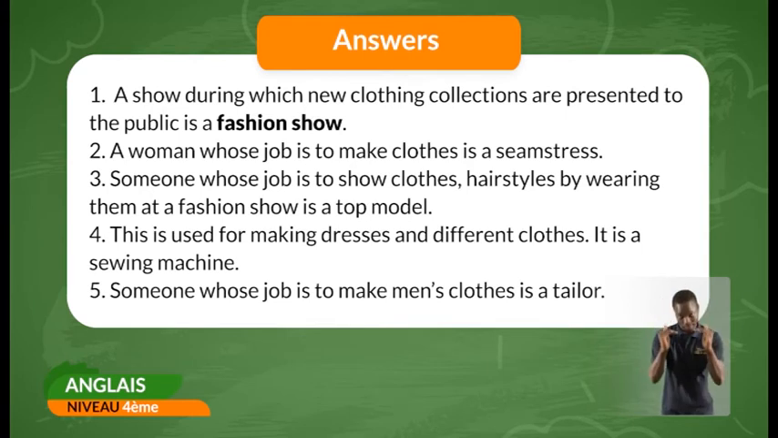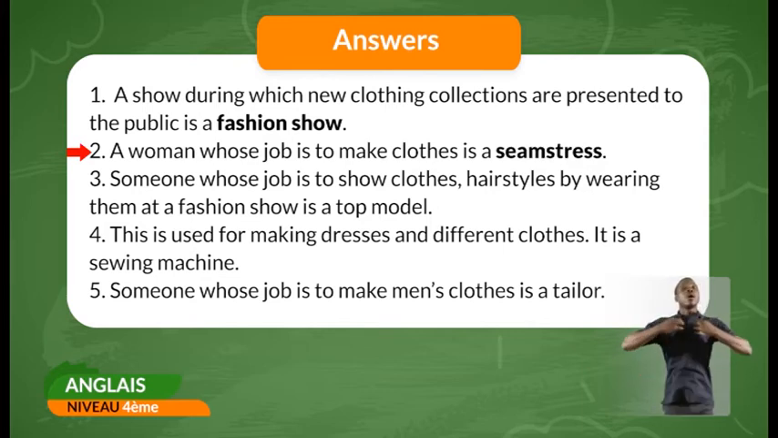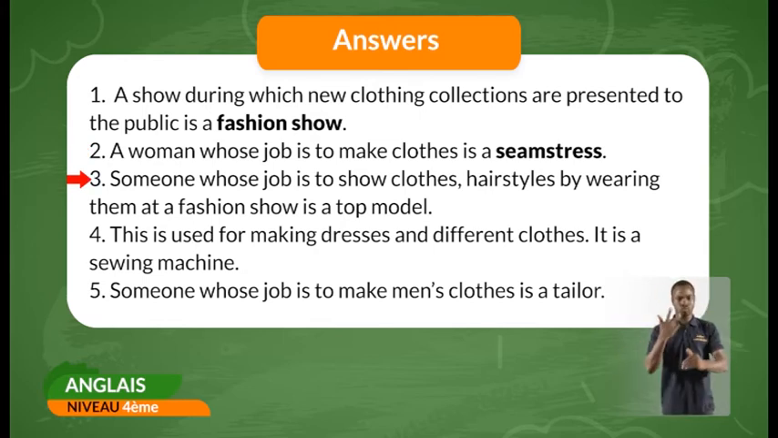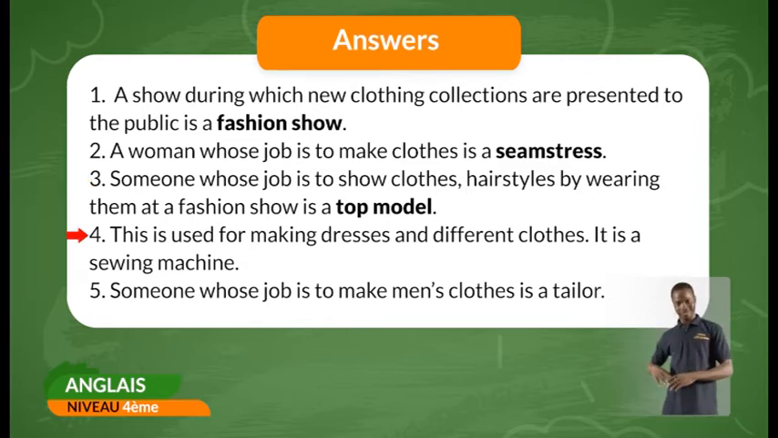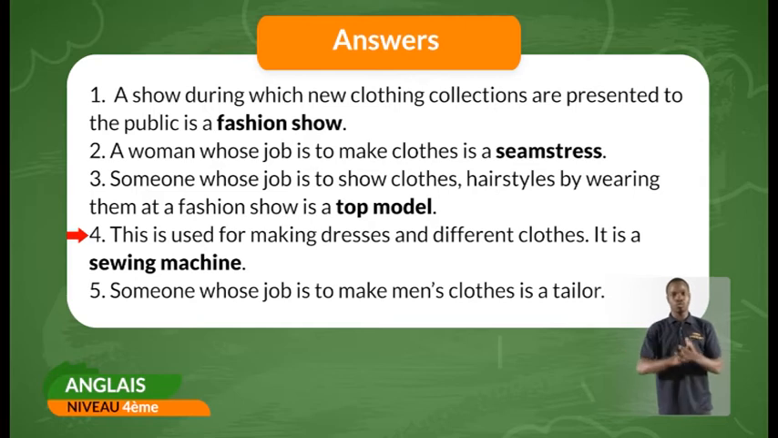Now let's correct the exercise. Here are the answers. The first one was the example, a fashion show. Number 2, a woman whose job is to make clothes is a seamstress. Number 3, someone whose job is to show clothes, hairstyles by wearing them at a fashion show is a top model. Number 4, this is something we use for making dresses and different clothes. So it is a sewing machine. And finally, number 5, someone whose job is to make men's clothes is a tailor. That's very good.